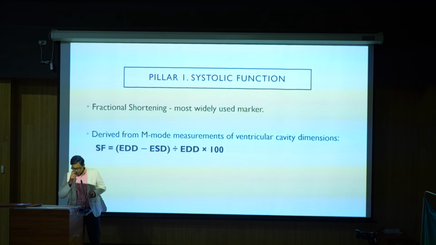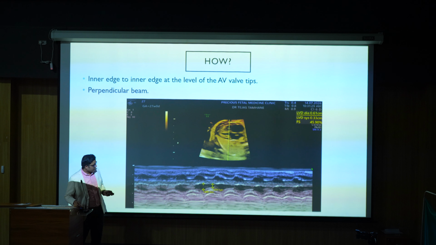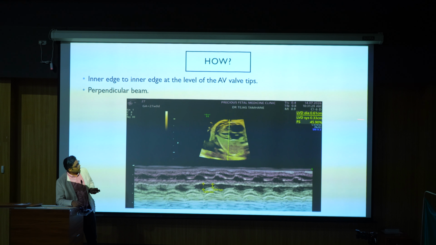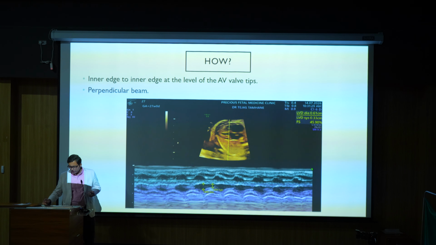fractional shortening is basically end diastolic minus end systolic, divided by end diastolic, multiplied by 100. We don't have to remember all these equations. You just have to measure the end diastolic and end systolic dimensions, and the machine will automatically calculate the fractional shortening for that particular side, either left or right. In this case, you can see it is 45%, which is fairly normal. Anything above 28% is good for the left heart.